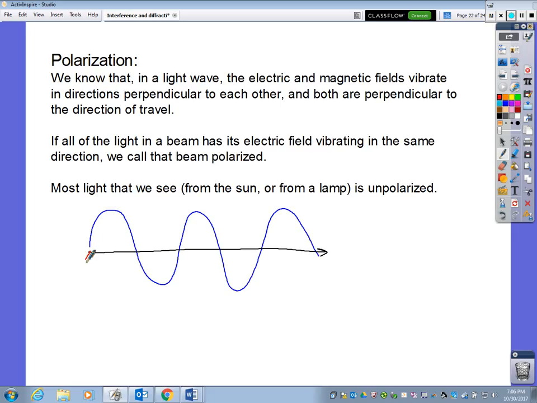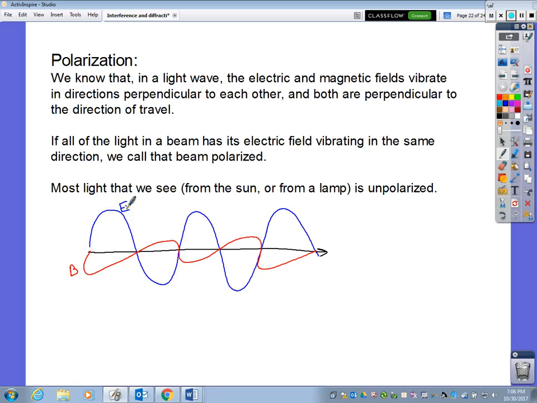I'm going to try to draw that. If you can kind of see what I'm doing here. It's vibrating horizontally. So this would be the magnetic field and the electric field.